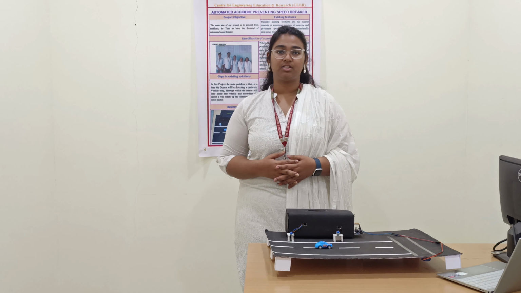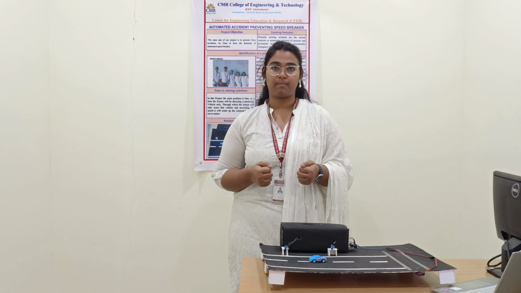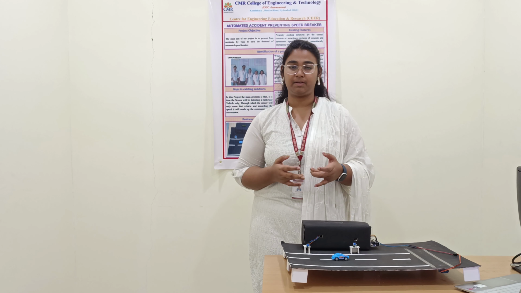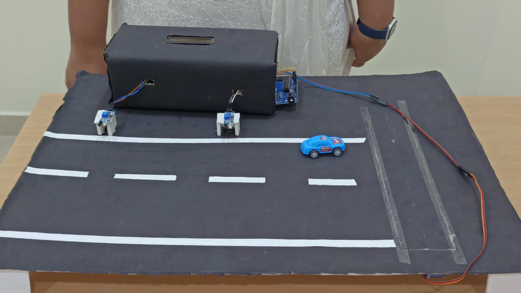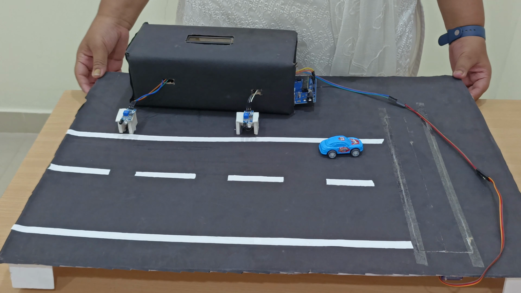An automatic brake system is mainly used when two cars collide. This helps in automatically preventing the accident by applying the brakes as it is automated. So as you can see, this is a working hardware model.